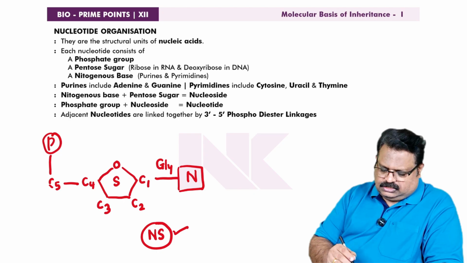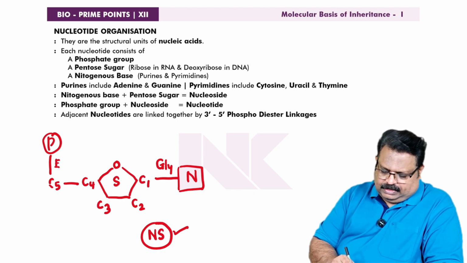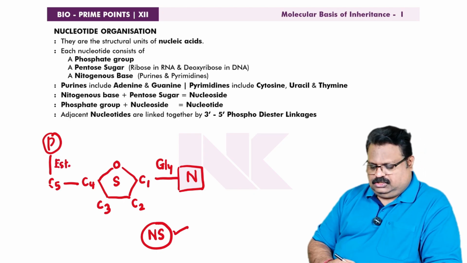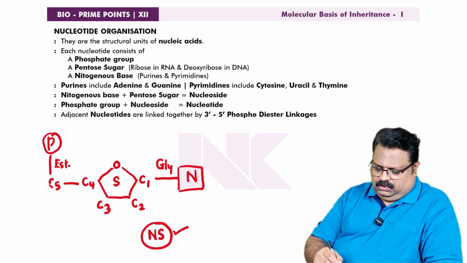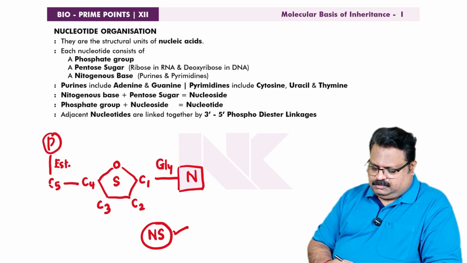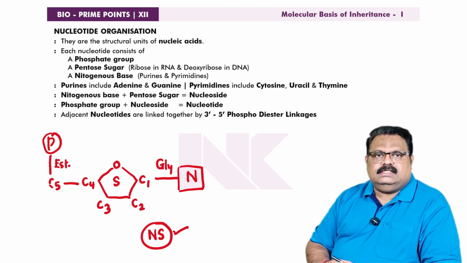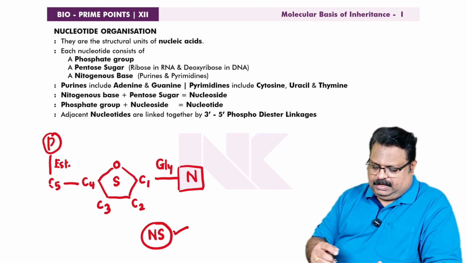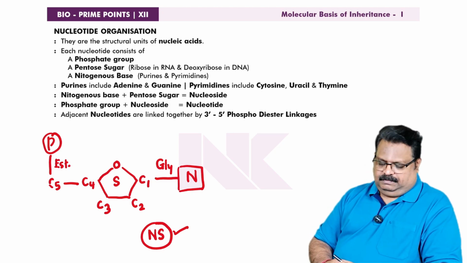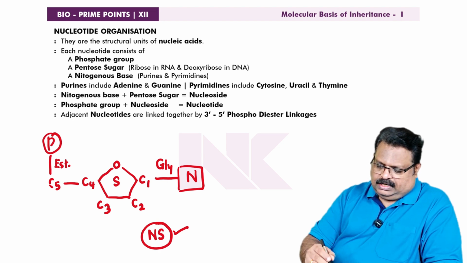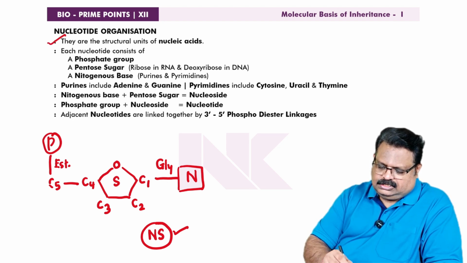The phosphate is attached to the fifth carbon atom by means of an ester bond. So, in a pentose sugar, attached to the first carbon atom there is a nitrogenous base, and attached to the fifth carbon atom there is a phosphate unit. This combination is called a nucleotide. Nucleotides are the structural units of nucleic acids.